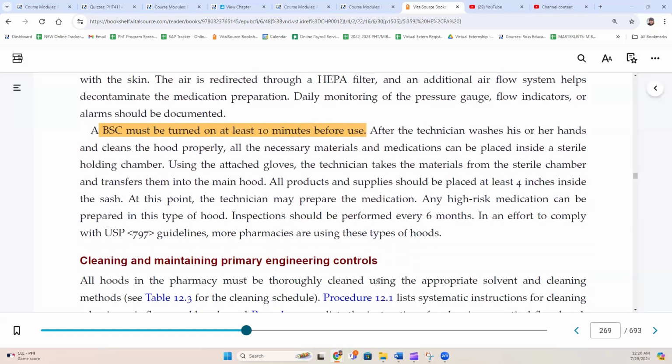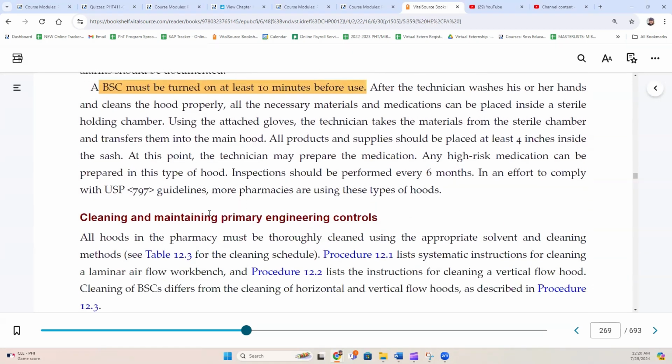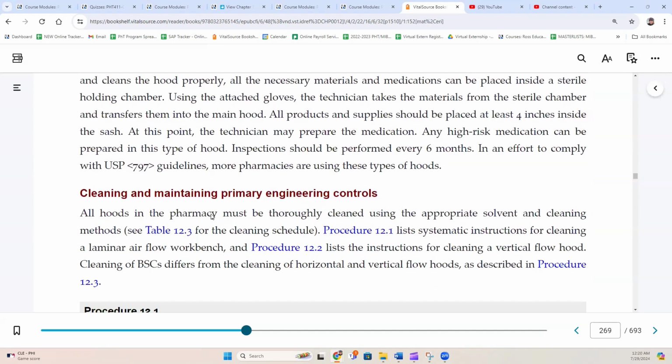Any high risk medication can be prepared in this type of hood. Inspection should be performed every 6 months in an effort to comply with USP 797 guidelines. More pharmacies are using these types of hoods.